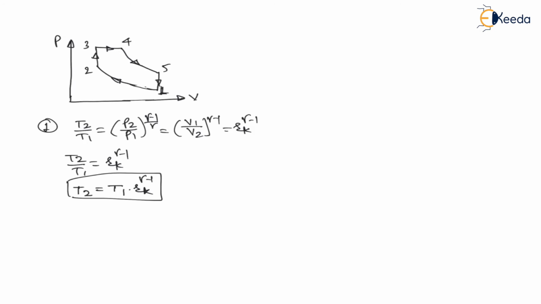This is the first equation which is useful later. So this equation I am writing here: T2 is equal to T1 RK raised to gamma minus 1. This equation is required later.